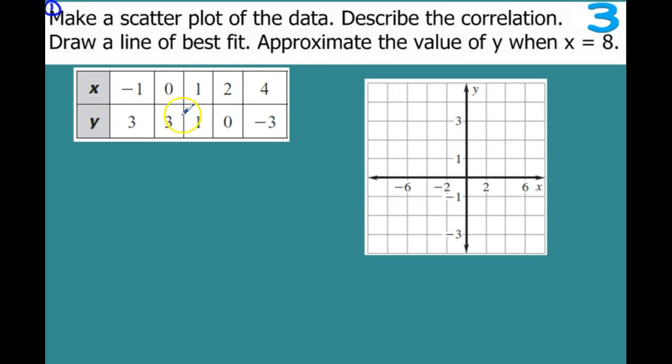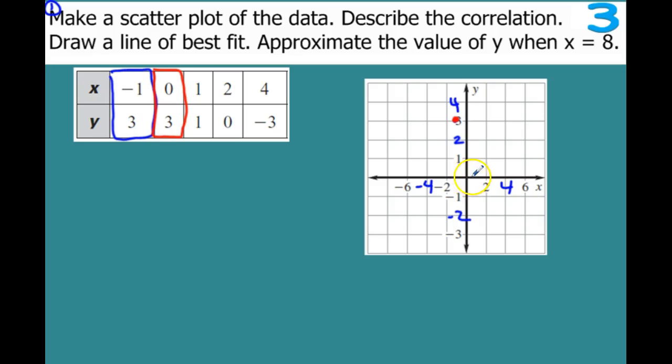So let's start by number 1, making a scatter plot. So here's x and here's y. Be careful, these go by 2's, and this way goes by 1's. So x is negative 1, and y is 3. So negative 1 is in the middle, and then up to 3.